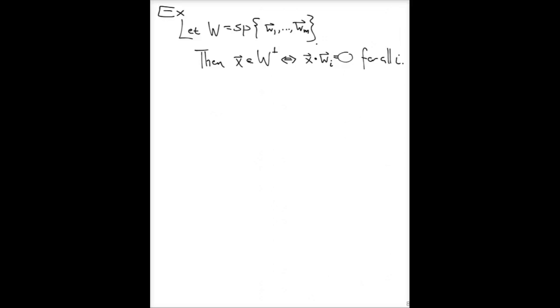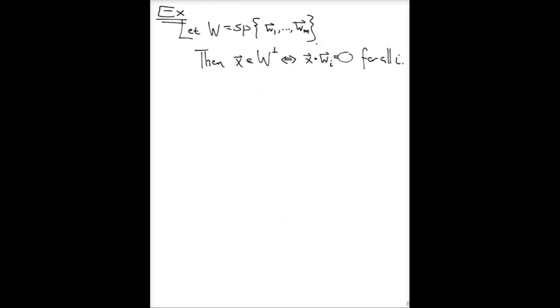So here's an exercise. Let W be a subspace, or a vector space I should say, which is spanned by M vectors W1 through Wm. These may or may not be linearly independent, but we will assume for the sake of the exercise that W is spanned by these vectors.